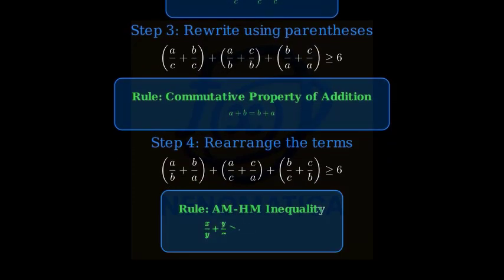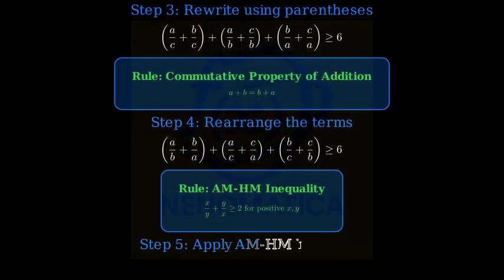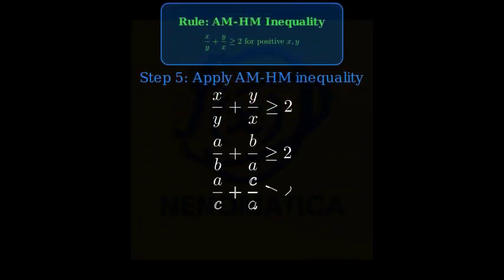Here comes the key insight. For any two positive numbers, their arithmetic mean is always greater than or equal to their harmonic mean. In algebraic terms, for positive numbers x and y, the sum of x over y plus y over x is always greater than or equal to 2. This is a special case of the AM-HM inequality. We can apply this to each of our 3 grouped terms.